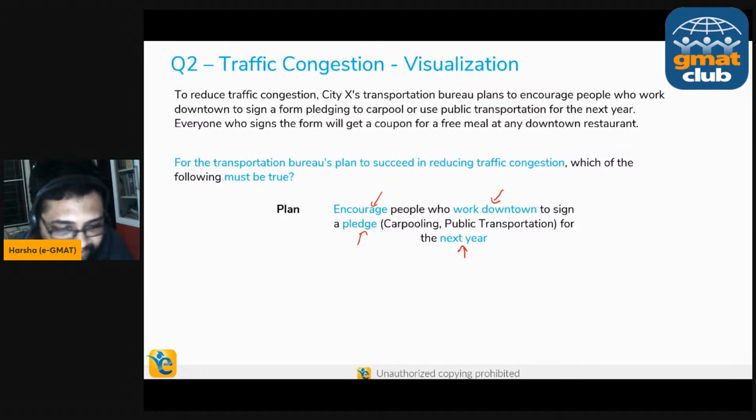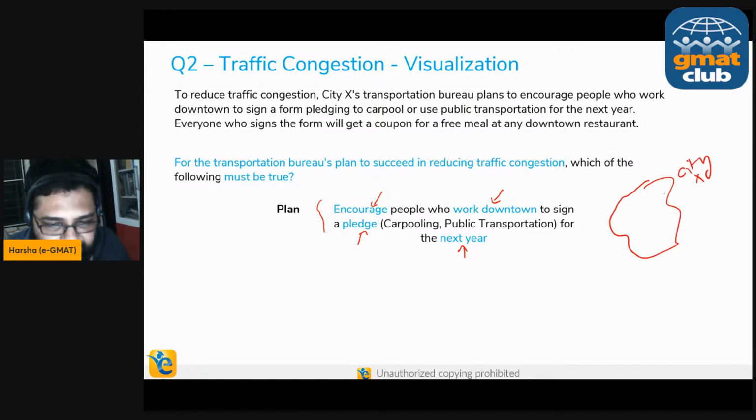Now, firstly, I hope this was very clear. When you say people who work downtown, let's say this is city X. This entire thing is city X. Downtown could be just this one area. This area is downtown. What is the plan here?